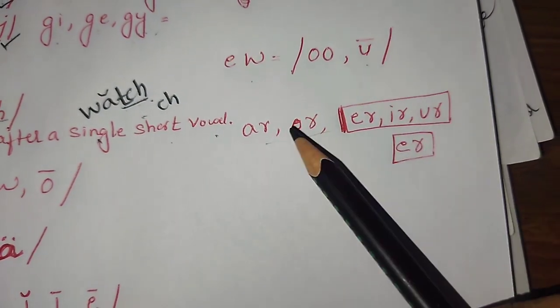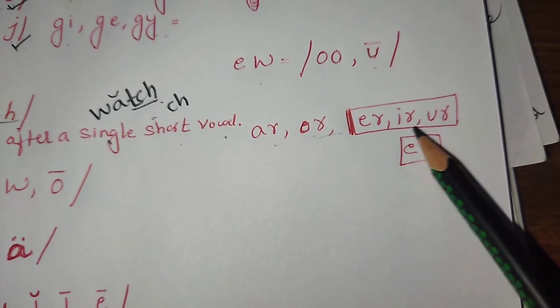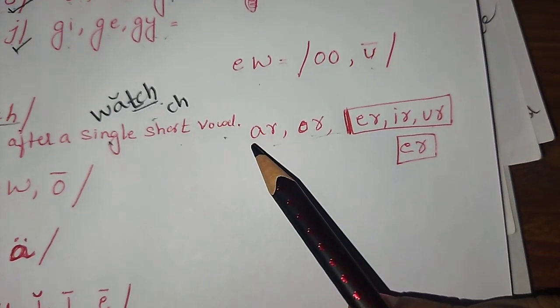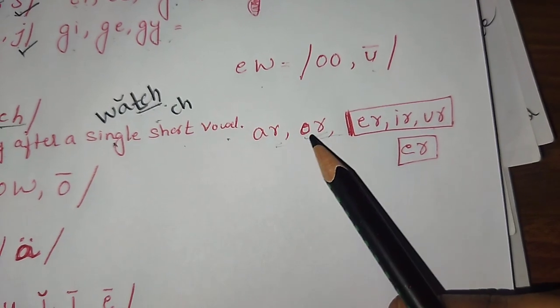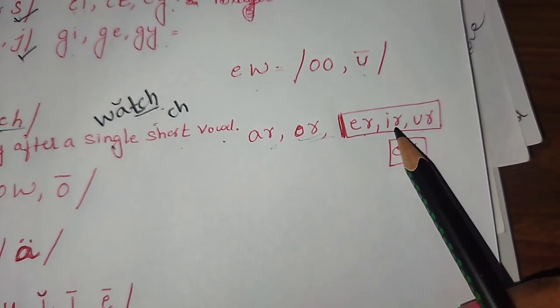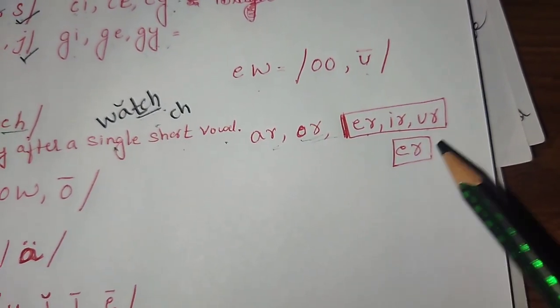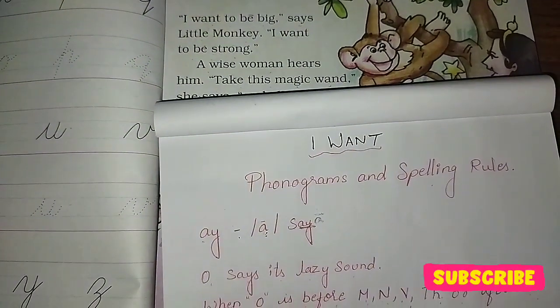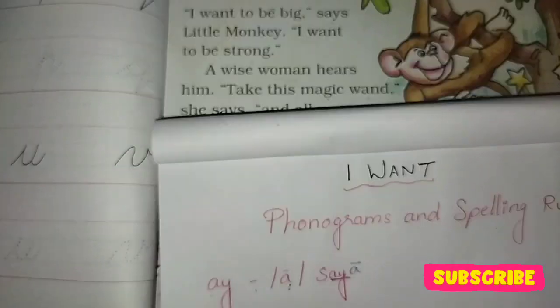When a vowel is followed by the letter R, it is called an R-controlled vowel. AR, OR and UR each say their own sound. Let us start decoding the full lessons using these phonograms and spelling rules.